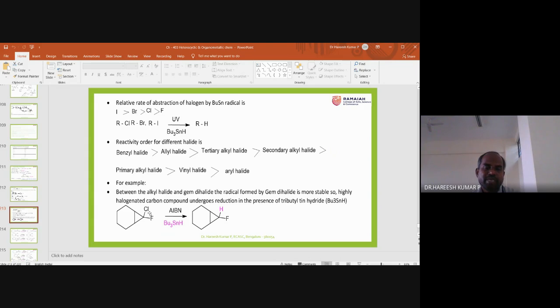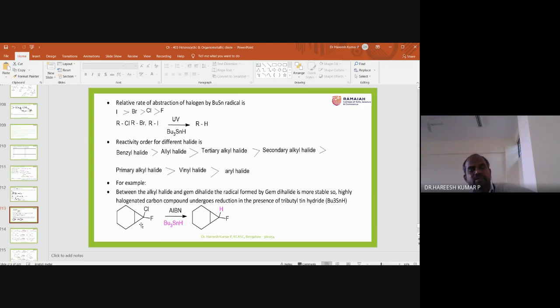So what will happen here? What you can observe: chlorine and fluorine. Chlorine has the higher molecular weight, so this chlorine is replaced with hydrogen. Okay, the product is this. So you can take this example and write the mechanism.